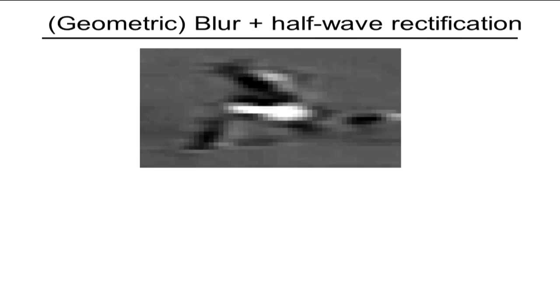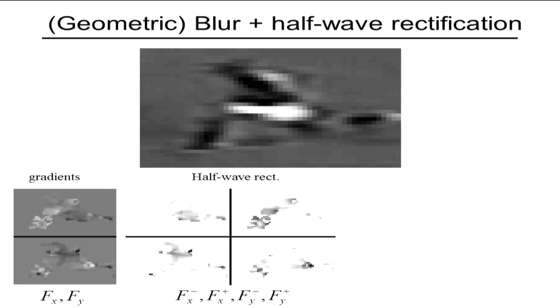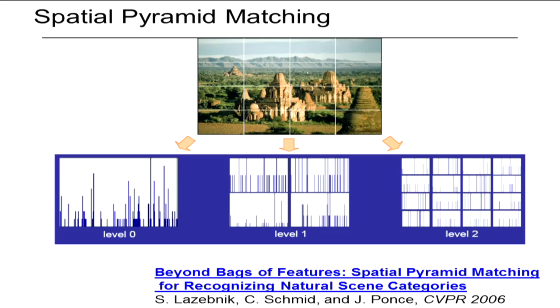You can do the same thing on things like optical flows. So you can compute flow field in X and Y. You can separate them to make them only positive, and then you can again blur them and use that as a representation. So there's a lot of representations out there.